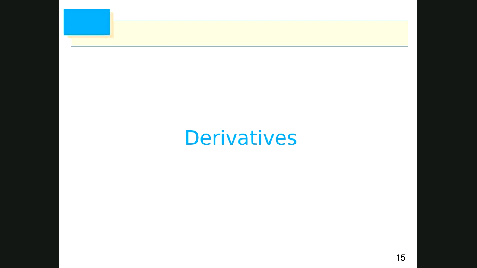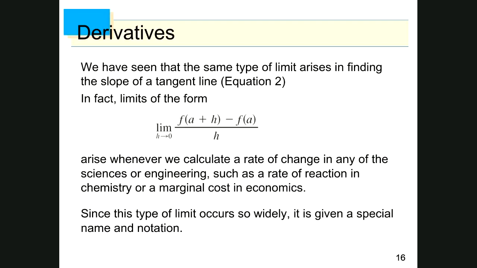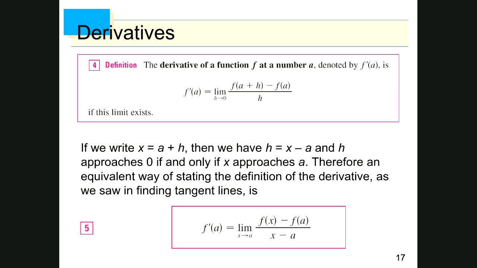Derivative. All right. Now we get into derivatives. We already see something like finding our slope. And now let's find the derivative of a function at a number a. All right. So by definition, we say the derivative of a function f at a number a is denoted by f prime of a.